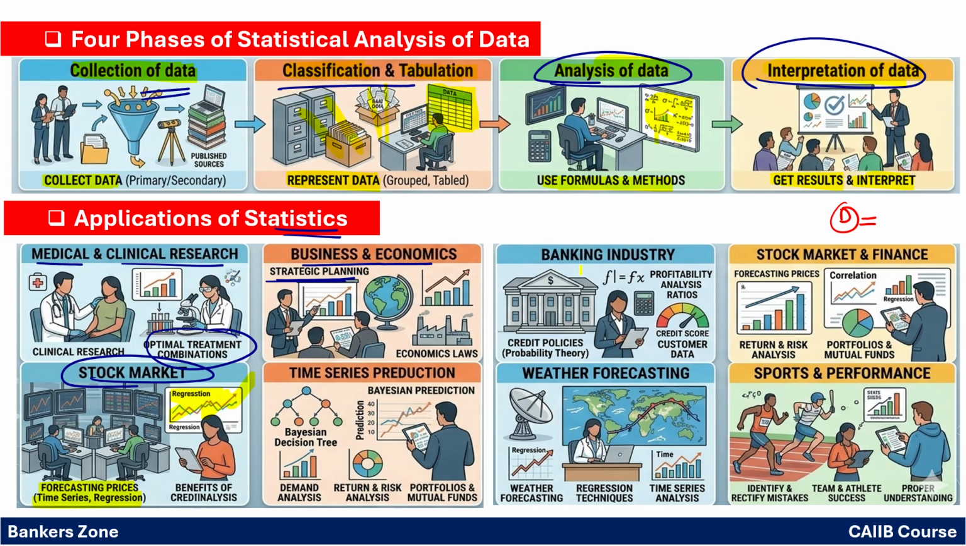Okay. In banking also it is widely used, right? For example, to decide the CIBIL score of a customer, there are various factors, like credit history and different factors. Based on that we have to apply some statistical formulas to get the CIBIL score. In sports and performance also it is used. In weather forecasting it is mainly used, to predict whether there will be rain or not. So these are the different applications of statistics. Okay, no need to mug up anything, just for your understanding.